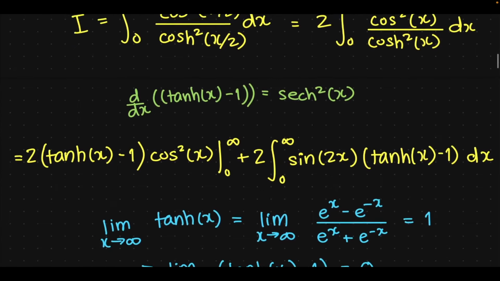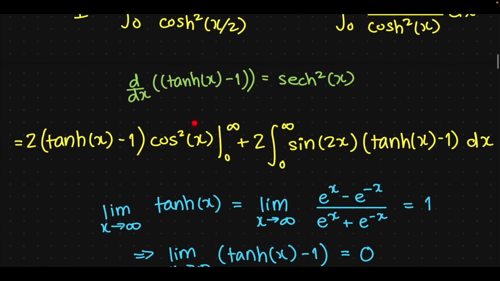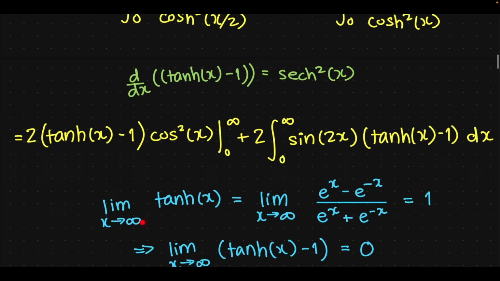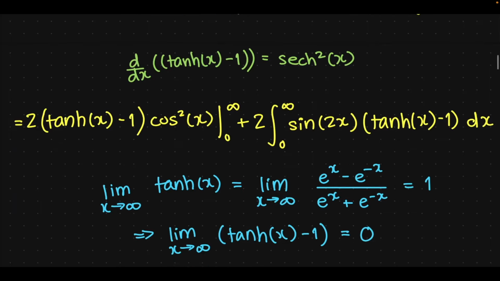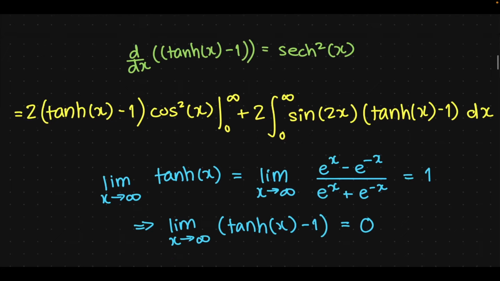Now notice that we have to evaluate these limits, right? So at infinity, let's take the limit as x goes to infinity. Tanh x is just e to the x minus e to the minus x divided by e to the x plus e to the minus x, because it's sinh over cosh. When we take the limit as x goes to infinity, the e to the minus x terms will go to 0. Meanwhile, we'll have e to the x over e to the x, which is just 1. So that's 1. It has a horizontal asymptote.